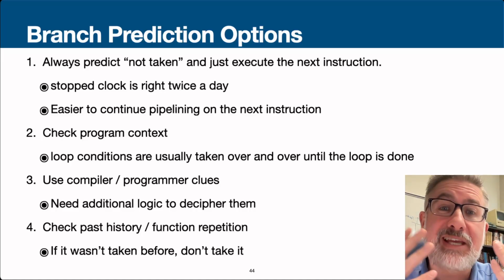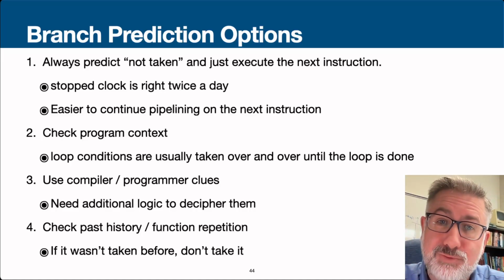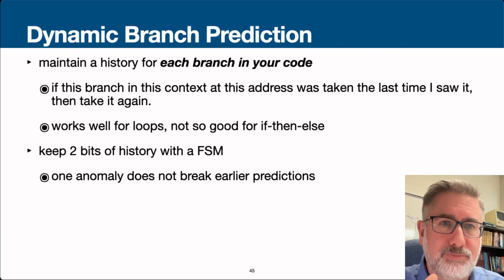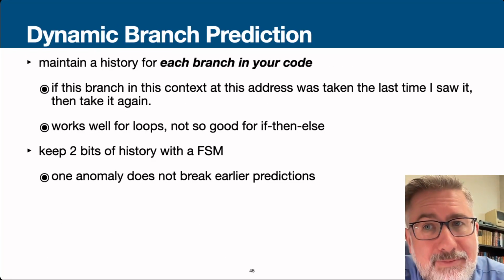So failing those things, though, what do we do? Well, the machine can keep a history of when a branch was encountered before, and then use that to decide how to predict the next branch. We call this dynamic branch prediction.